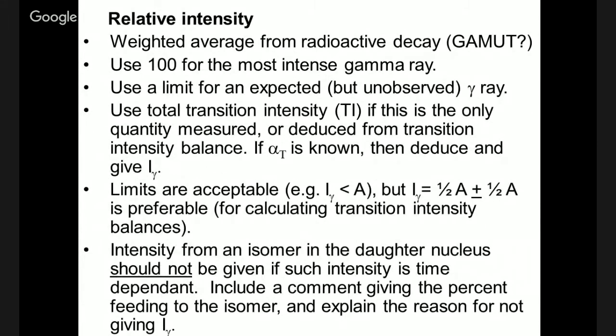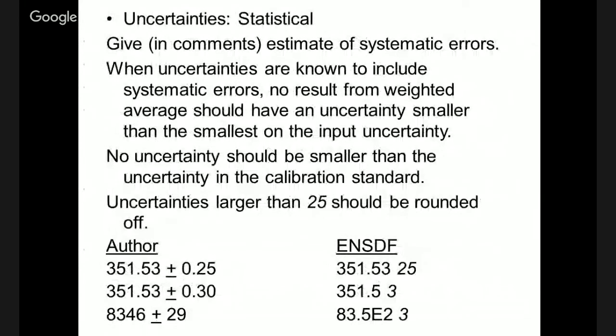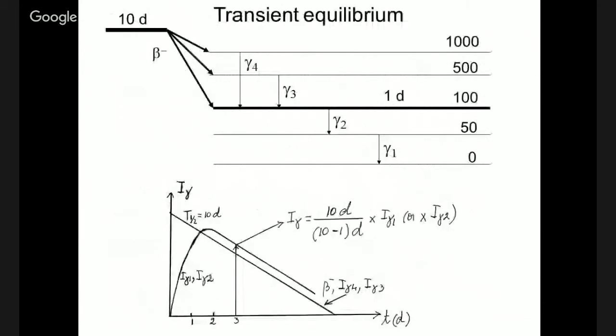Intensity from an isomer in the daughter nucleus should not be given if such intensity is time dependent. Let's say you have a 10-day parent and a 1-day isomer. You have gamma rays from the isomer, and you cannot give those intensities because it depends on when you measure them.